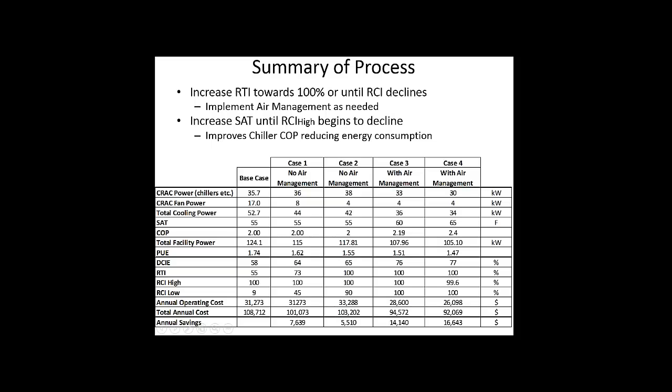I'm running with 65 degrees of supply air temp. We saw the return temperatures were quite high, a nice 20-degree delta in the high 80s. The COP actually increased, and that's because the efficiency of the system got better as we increased supply air temperature. We reduced fan speed, which saves money as well. Total facility power dropped. PUE dropped. We have PUE declining all the way across here as we reduce energy consumption. DCIE got better, which is just an inverse of PUE. RTI high 100, RCI high 99.6.